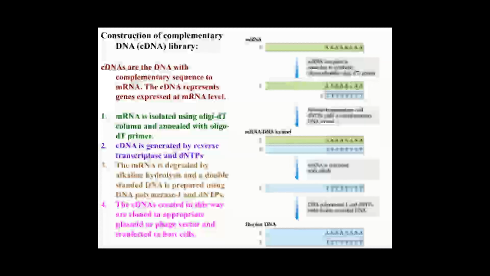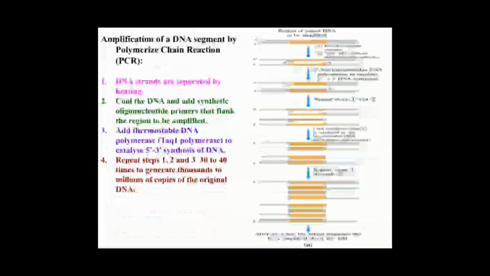Let's walk through how PCR amplifies a specific DNA segment. First, we start by heating the DNA to separate the two strands. This step makes the DNA single-stranded and ready for copying. Once the strands are separated, we cool the mixture down. At this stage, we add synthetic oligonucleotide primers that are designed to flank the region we want to amplify. These primers bind specifically to their complementary sequences on each strand.